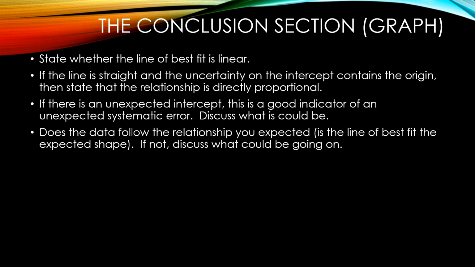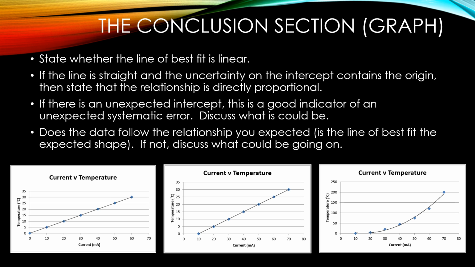Does the data follow the relationship you expected? i.e., is the line of best fit the expected shape? Remember that we predicted a shape in the background section. If not, you discuss what's going on. So here we have a linear, a non-linear, and a directly proportional graph. Again, these are terrible examples because they don't have error bars, boxes, and max and min lines.